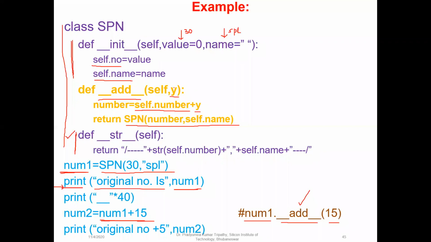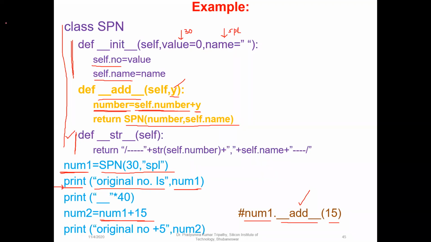So what is y? y is 15 over here. What is self.number? self.number is 30. What is y? y is 15. So 30 plus 15 is being stored over here. Correct? Where is it stored? It is stored in a local variable, number. 15 plus 30, 45 now. Are you getting me or not?